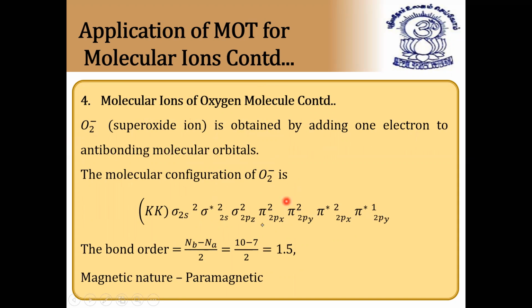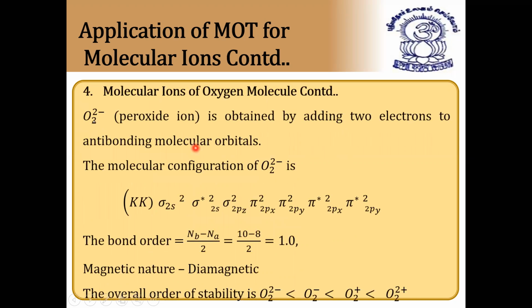So the bond order of O2 minus is 1.5, and its magnetic nature is paramagnetic. Next we have the molecular ion of oxygen, O2 2 minus, peroxide. So bond order is 1. O2 2 minus means electrons are being gained, and that too in the anti-bonding molecular orbitals, by adding 2 electrons to anti-bonding. Very, very important: anti-bonding electrons are increasing.